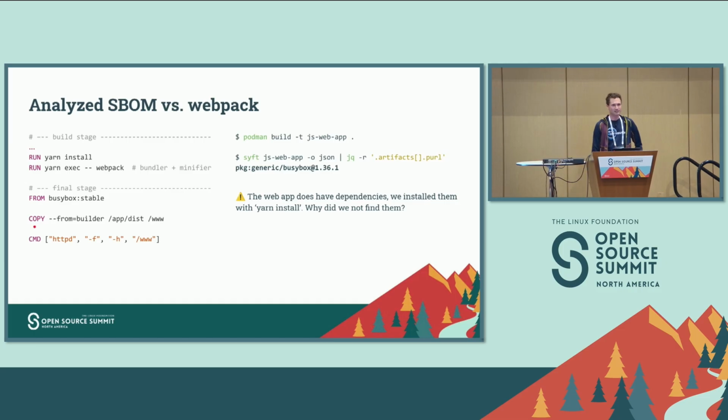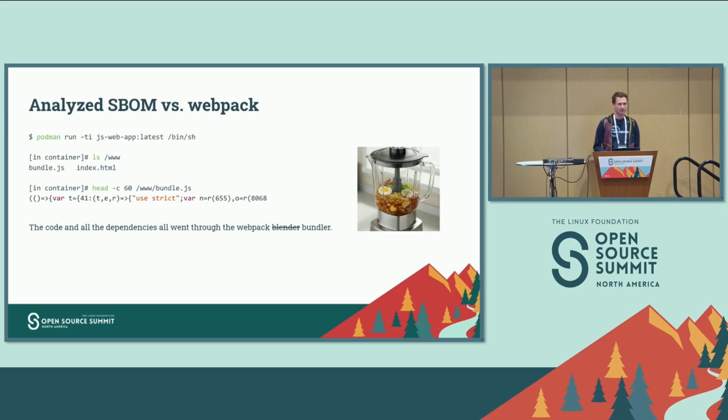Now, if we build this container image and analyze it, we get back one single dependency, just busybox. And this one comes from the parent image that we used for our final stage. But where are all the JavaScript dependencies that we downloaded? If we take a look at the content of the image that we just built, there's only two files of interest inside, index.html and bundle.js. What happened is that Webpack took our source code, the source code of all of our dependencies, and bundled it into this one huge blob of JavaScript.